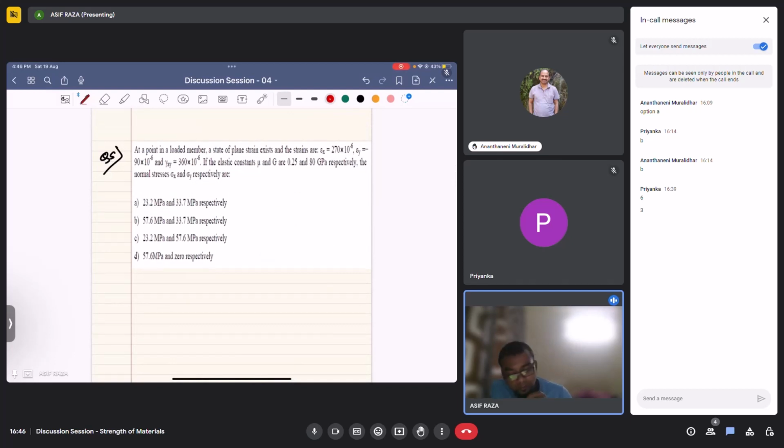At a point in a loaded member, a state of plane strain exists, and the strains epsilon x, epsilon y, and gamma xy are given. If the elastic constants, Poisson's ratio mu and shear modulus G, are given as 0.25 and 80 GPa respectively, the normal stresses sigma x and sigma y respectively are.